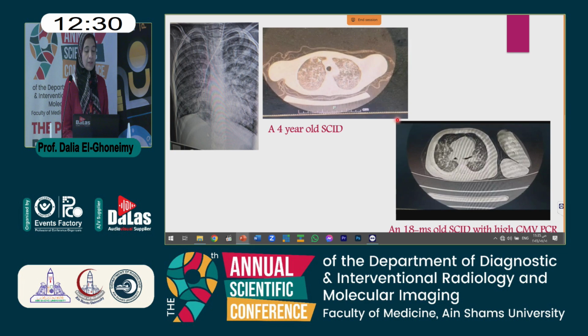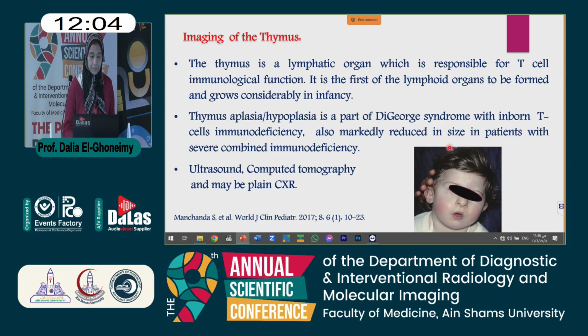The parents were in some sort of denial that the patient existed for a long time, so he could continue his life like this, and they did not listen to the compelling advice that he should be transplanted. And this is an 18-month-old kid with a high CMV PCR reaching 2 million, and eventually he died as well.